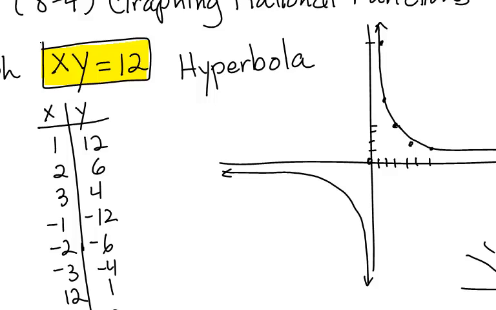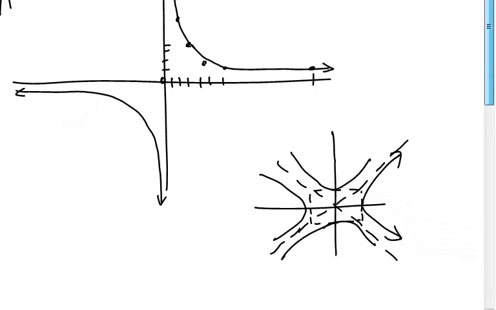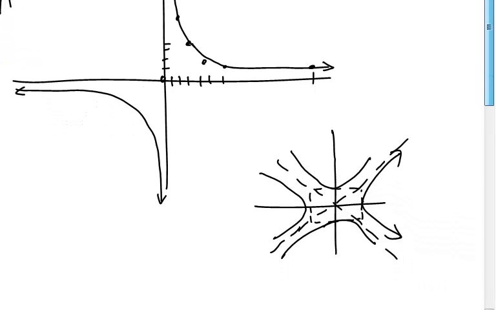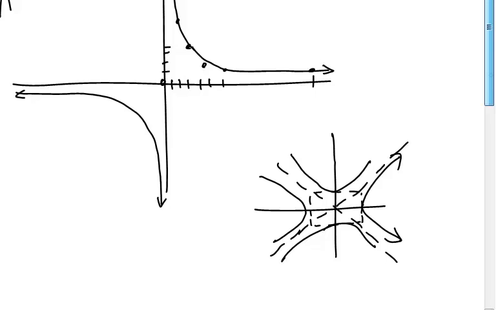So that's one thing in this section, and I think that would be a good ACT type question. Anytime you have x times y equals a number, it's always going to be a hyperbola. Okay, then they define a rational function.